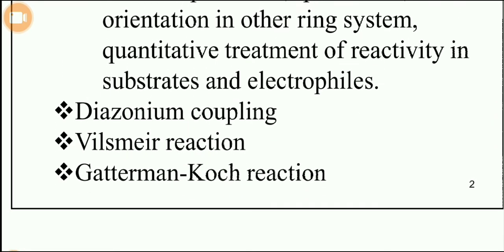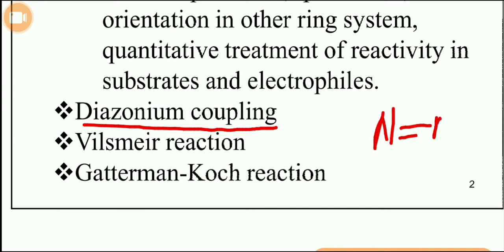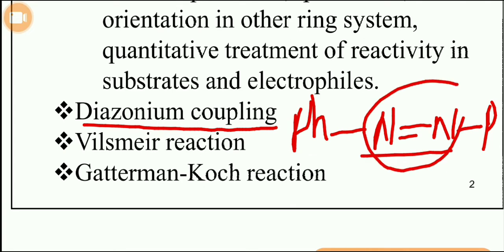The other thing we understand is diazonium coupling. Diazonium coupling is a type of reaction like this, where one benzene ring is here, and one benzene ring is here. So you will understand it is used for the formation of dyes. You will also understand this thing.